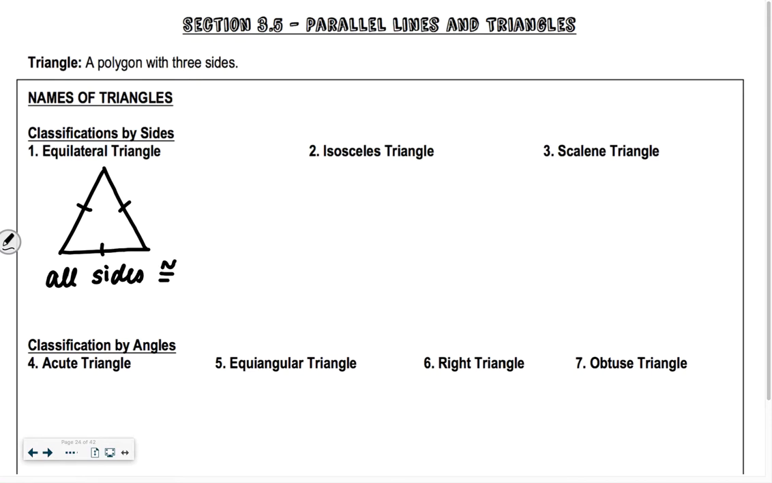An isosceles triangle. Anybody know that one? Yeah, it means that 2 of the sides are congruent. So 2 sides congruent. And I'm going to be really picky about this, and say at least 2 sides congruent, because I could actually have all 3 sides congruent, and that is also an isosceles triangle. An equilateral triangle is by definition also an isosceles triangle. Now, is an isosceles triangle always an equilateral triangle?